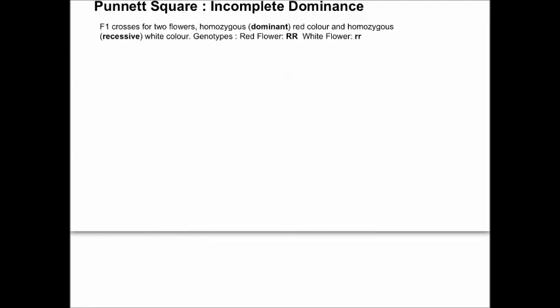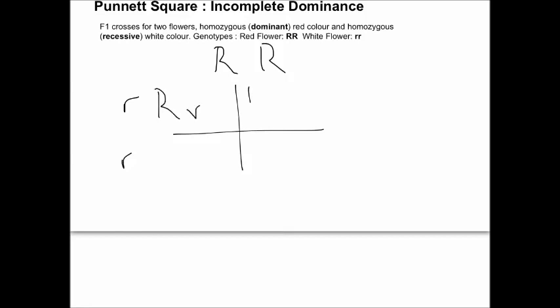Now I'm going to do a Punnett square for incomplete dominance. I'm going to do the F1 crosses for two flowers, homozygous dominant red color and homozygous recessive white color. Genotypes are two capital R's for the red, two lowercase r's for the white. Now, it looks very similar to the first Punnett square we did, the monohybrid, but this time the alleles are not dominant over each other since it is incomplete dominance, so therefore it will be neither red nor white. It will be pink, 100% pink.